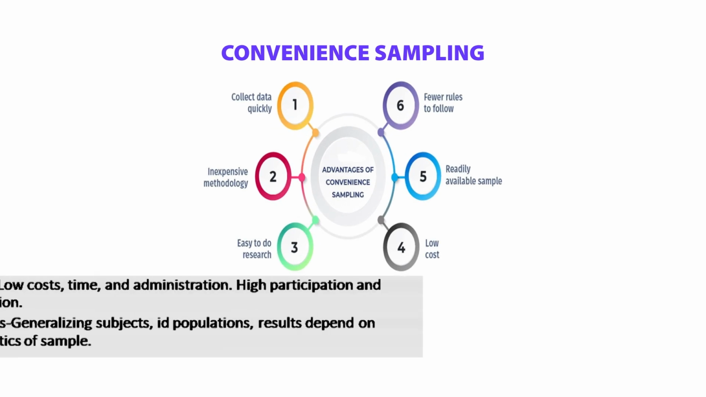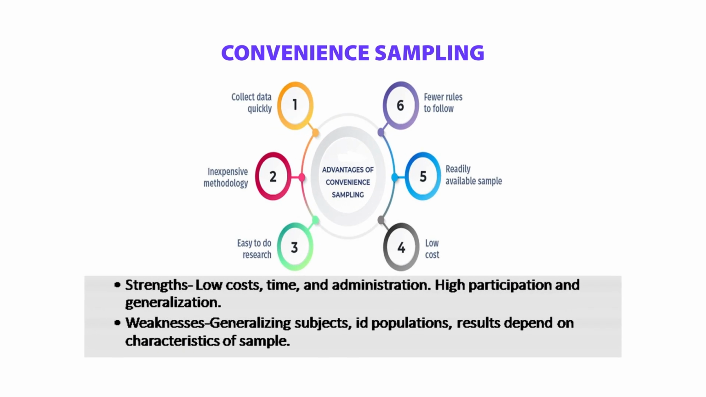So then we have observed that convenience sampling is a different method, which is about collecting data quickly with fewer rules to follow, and this is again an inexpensive methodology and easy to do research. If you talk about strengths and weaknesses, because when we do the sampling we always do the SWOT analysis, that is strength, weakness, opportunity and threat.